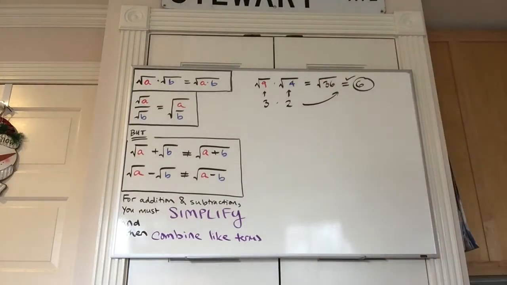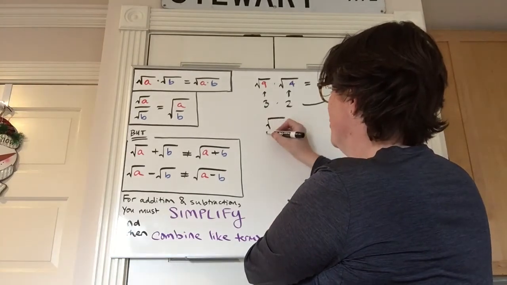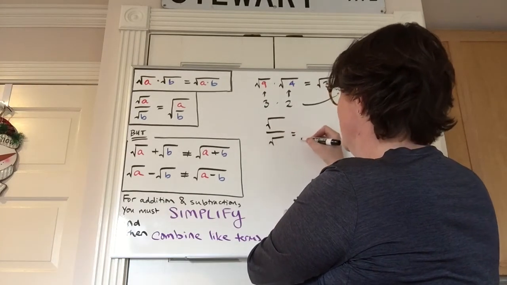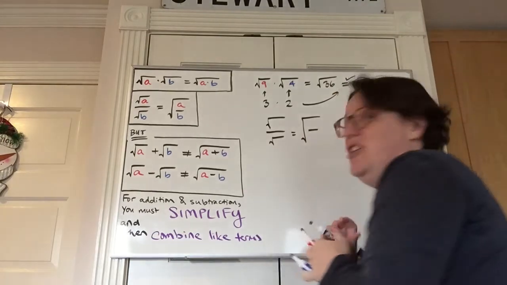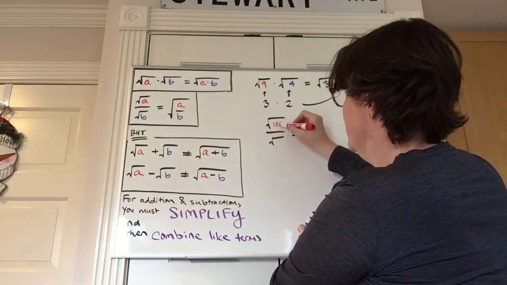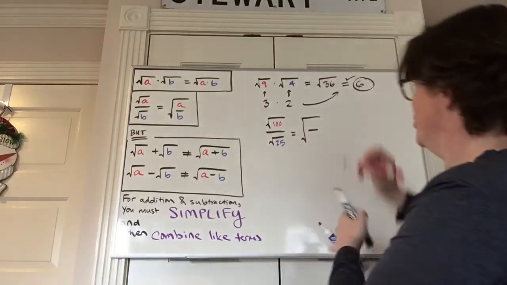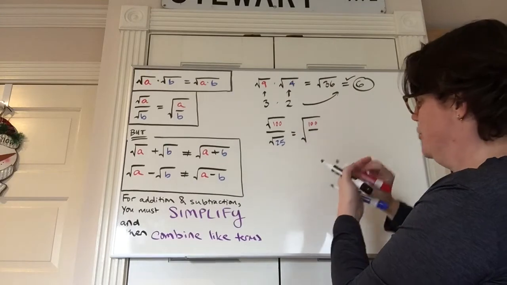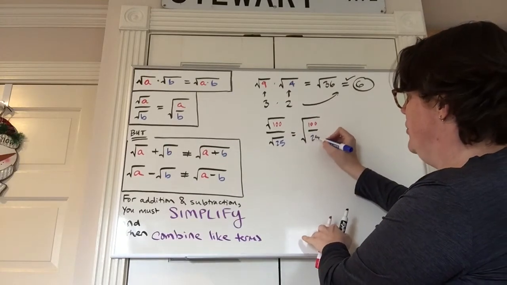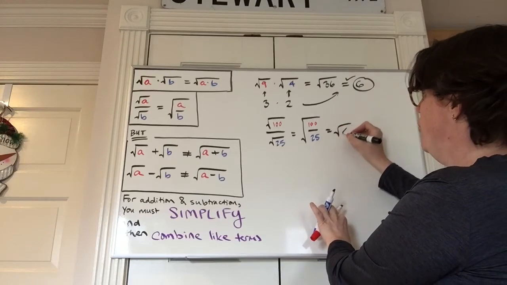This works perfectly well with division also. You are allowed to say that any square root number divided by any square root number is just the square root of that quotient. So for instance, if I had the square root of 100 divided by the square root of 25, it is perfectly fine to just say, okay, what is 100 divided by 25? 100 divided by 25 is 4, so this should just be equal to the square root of 4, which is 2.